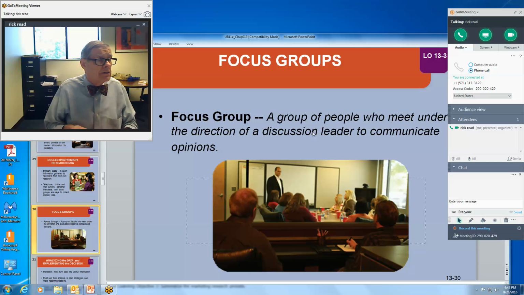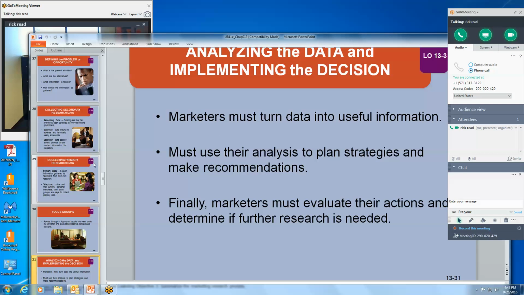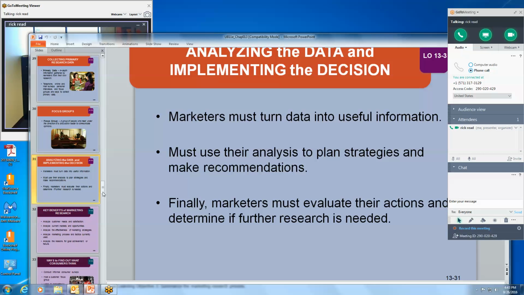So my only caution here is if you get involved in focus groups, and they're good, make sure that the person who is the discussion leader knows what he or she is doing, is trained to do that. All right. So that's the primary data for focus groups.